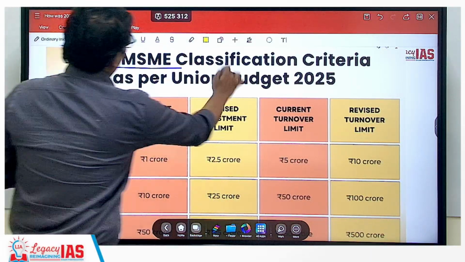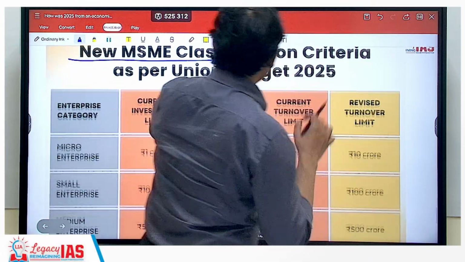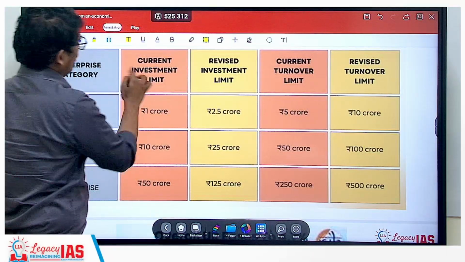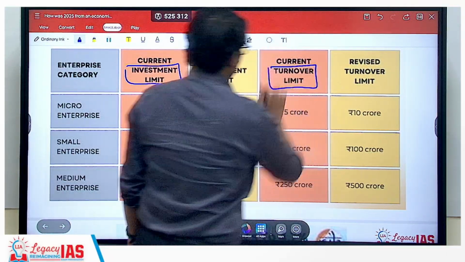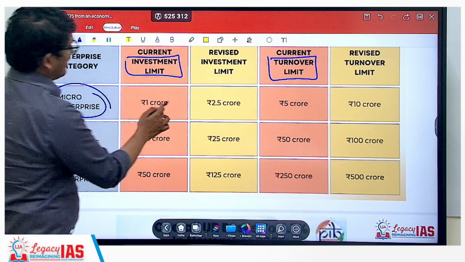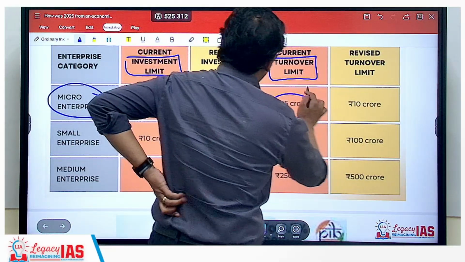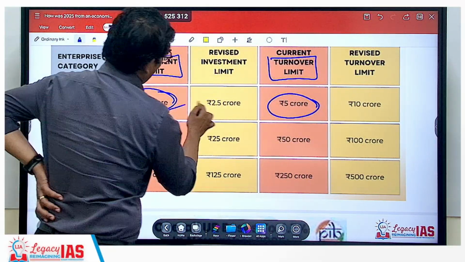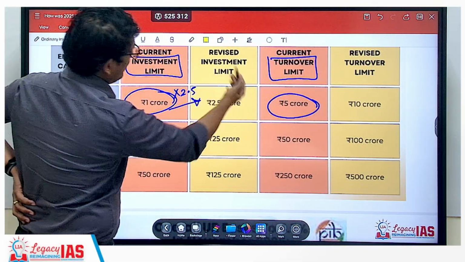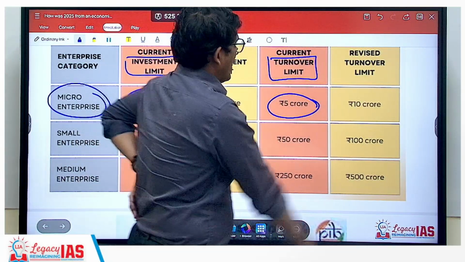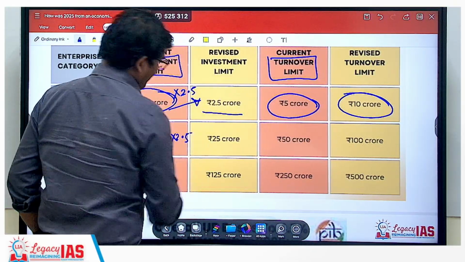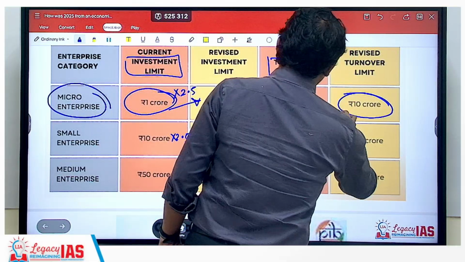Next is the new MSME classification criteria. MSME has a classification criteria based on the investment limit and the turnover limit. Now these two limits have been increased. Previously the micro enterprise having investment of 1 crore and turnover limit of 5 crore was a micro one. Now this investment limit has been increased to 2.5 crore, which means there is a multiplication by 2.5. So now the new investment limit for micro enterprise is 2.5 crore and the turnover limit is 10 crore. Here it has been multiplied by 2.